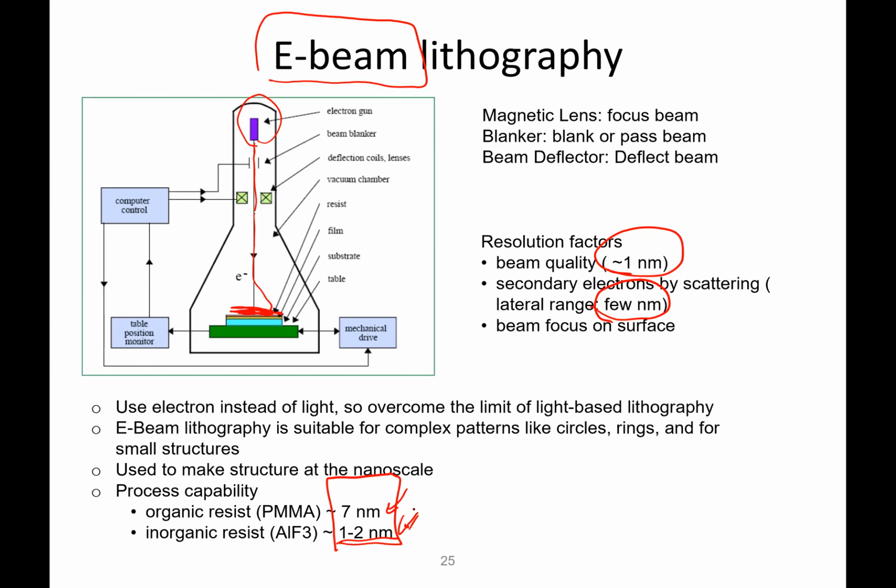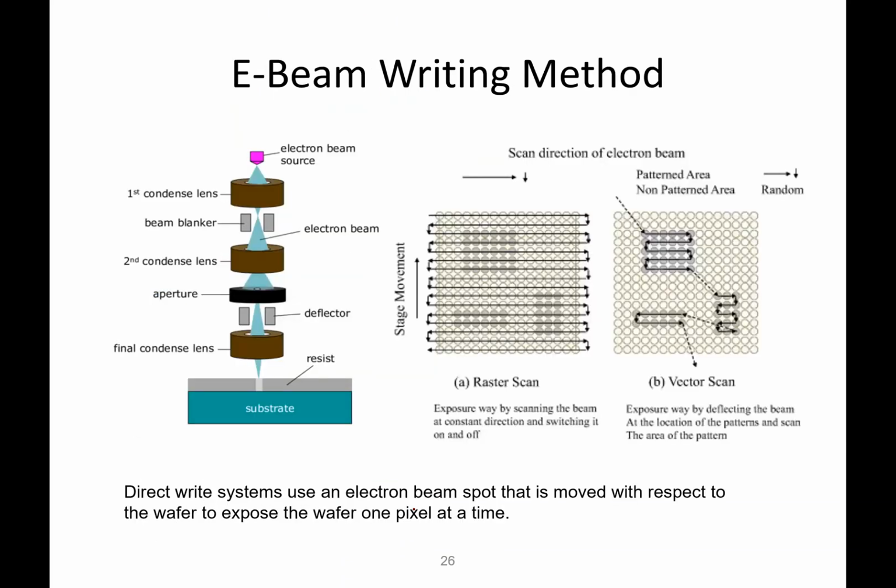E-beam lithography doesn't use the optical system, so we don't have to worry about the depth of focus. Depth of focus is only a matter of the numerical aperture of the lens, but this uses a magnetic lens. So this is a totally different system. Having this, we can have the photoresist in here, and then the beam goes all about.